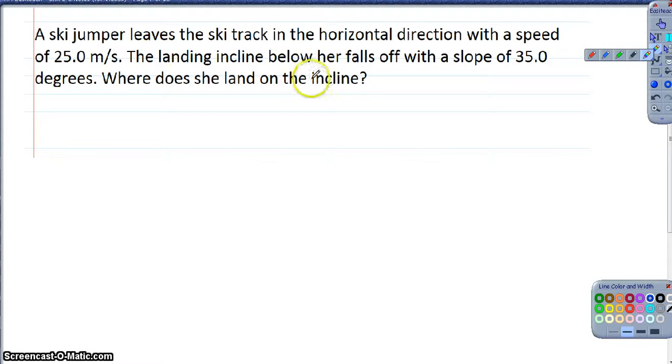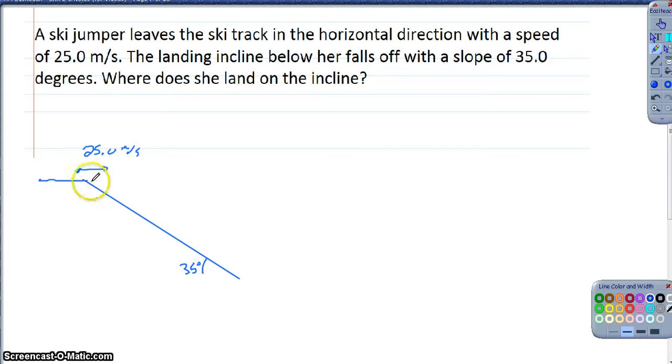So it says a ski jumper leaves traveling horizontally, right? So here's the ski jump, and it is just a level jump. And the jumper goes off, the jumper is just a dot here, but she goes off at 25.0 meters per second. Then it tells us that the incline of the slope is 35 degrees. So what that's trying to tell me then is this angle right here is 35 degrees, or if you prefer to think, the angle of decline would also be 35 degrees.